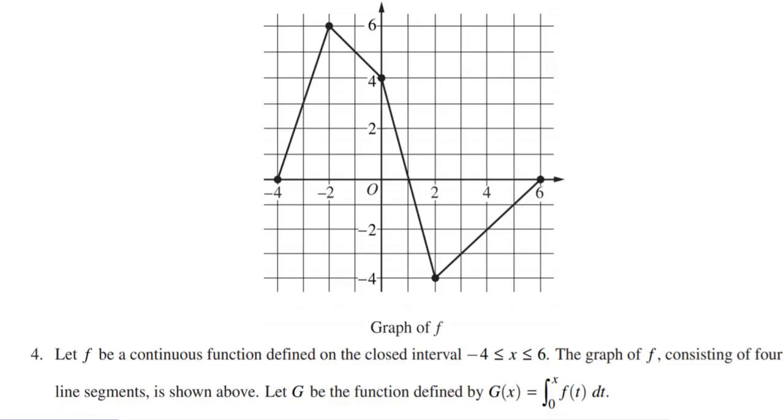It's one of these questions where we have a graph of the function f, and it says let f be a continuous function defined from -4 to 6, and the graph of f consists of 4 line segments. G is a function defined by g of x is equal to the integral from 0 to x of f of t dt. So it is a fundamental theorem of calculus question.